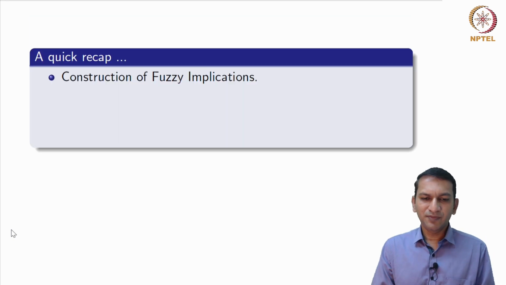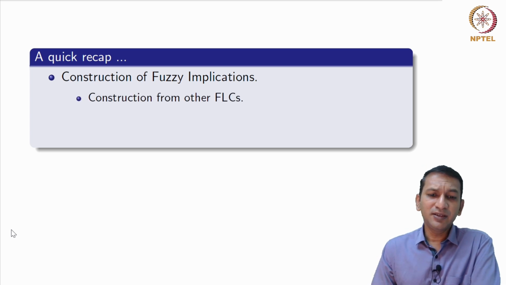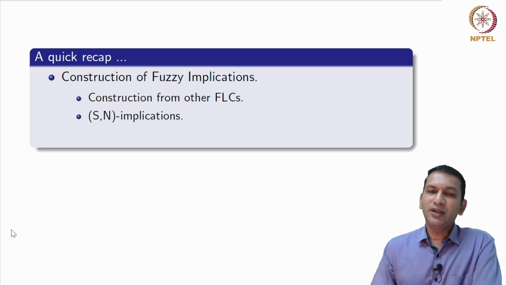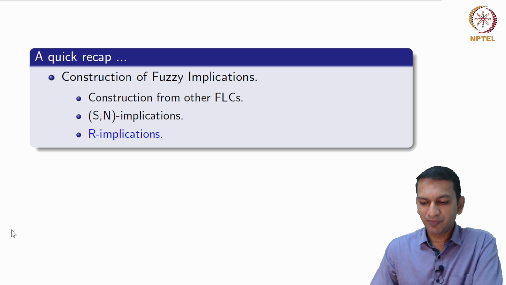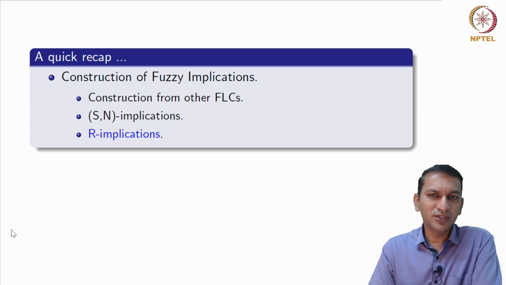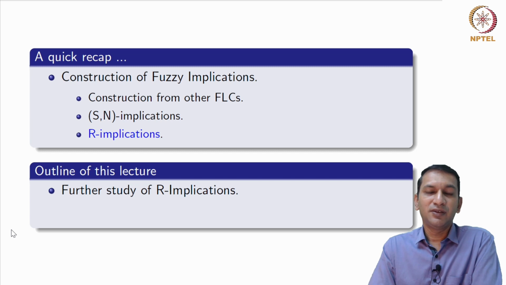In the last few lectures, we have been discussing the construction of fuzzy implications, specifically their construction from other fuzzy logic connectives. We have already seen the family of SN implications which are obtained from a T-conorm and a negation. We have had a gentle introduction to the family of R implications which are obtained from just T-norms. In this lecture, we will further study R implications vis-a-vis how to obtain their formulae for yet another T-norm and also the properties that they satisfy.